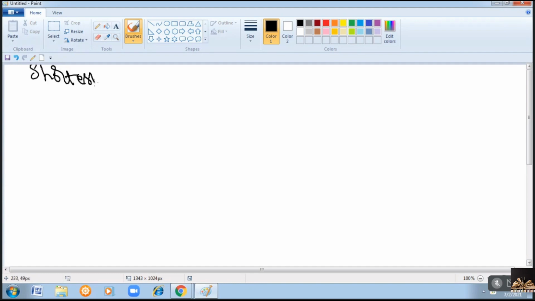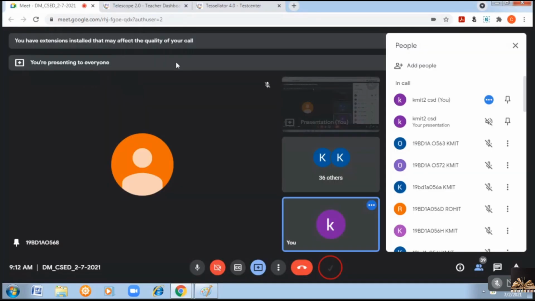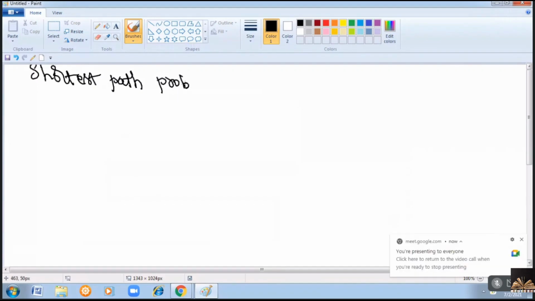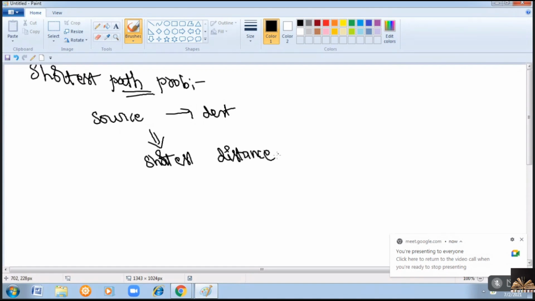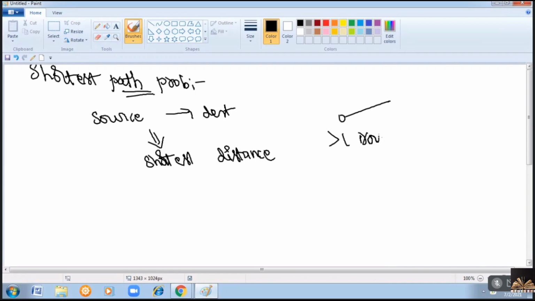Shortest path problem. So the shortest path problem is identifying the shortest distance from source to the destination. Why? Because between every pair of vertices, you may have more than one route. There may exist more than one route.